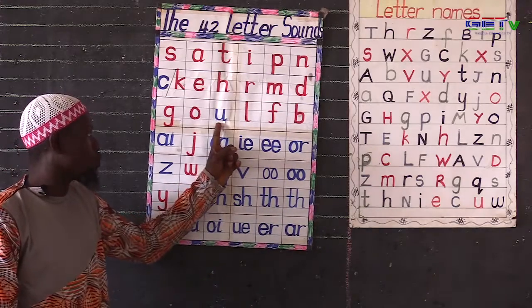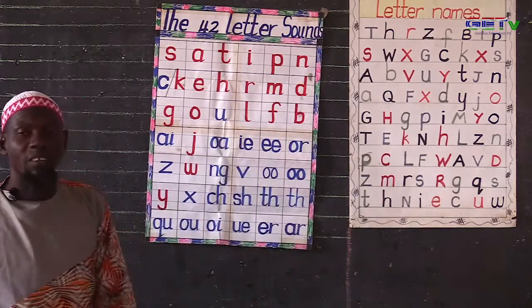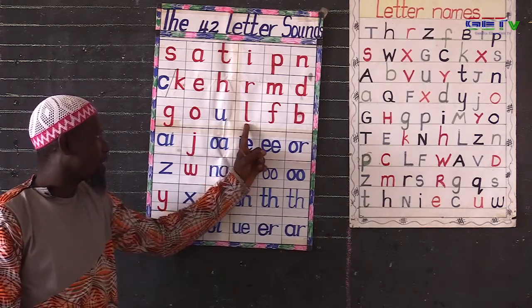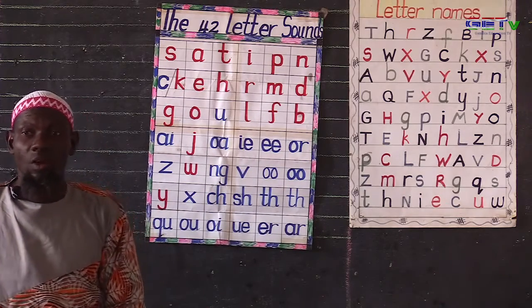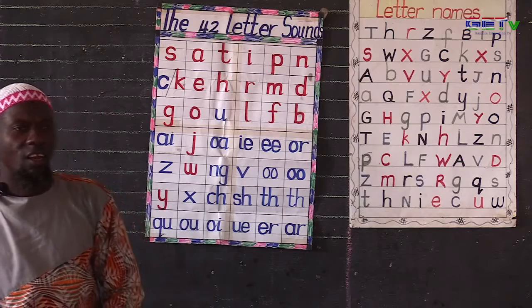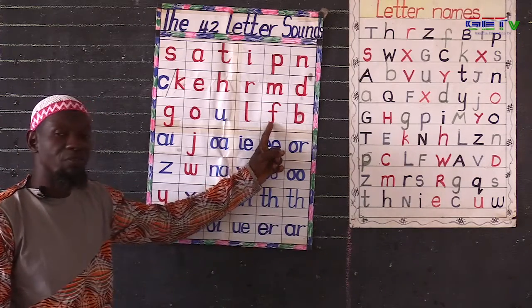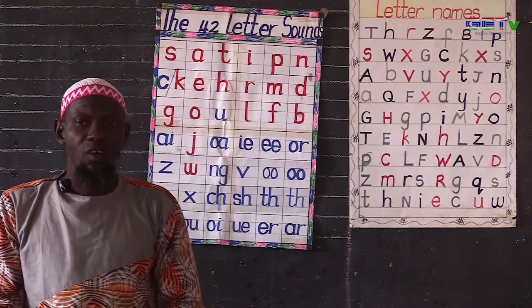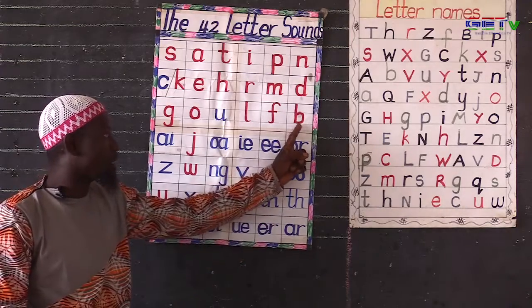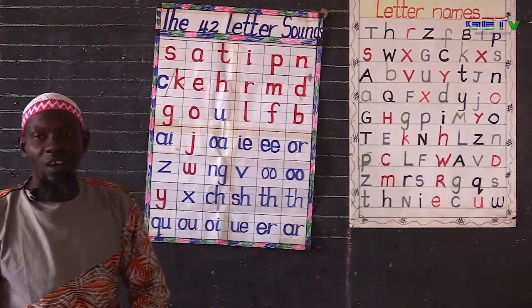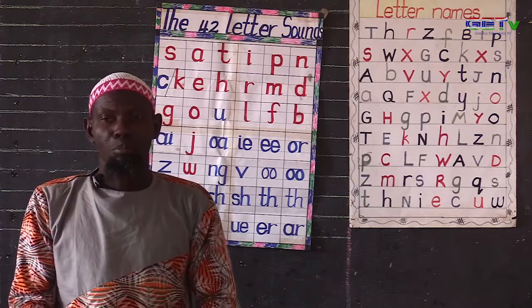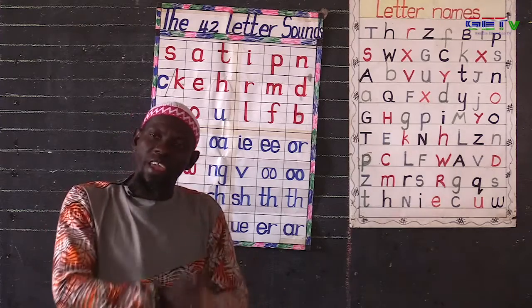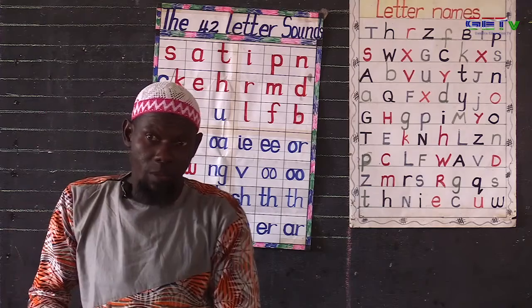My name is U. My sound is O. My name is L. My sound is L. My name is F. My sound is F. My name is B, and my sound is B. Do you realize this? They all have names and they all have phonemes.